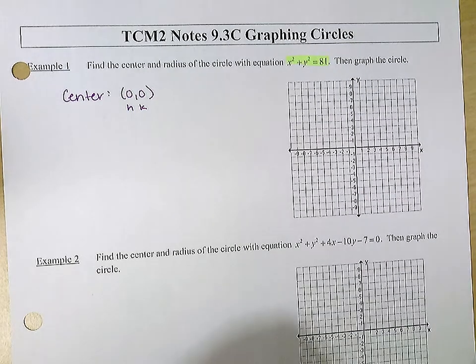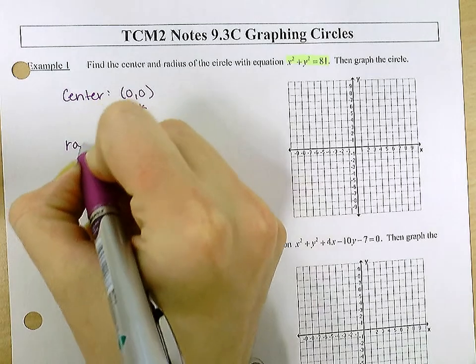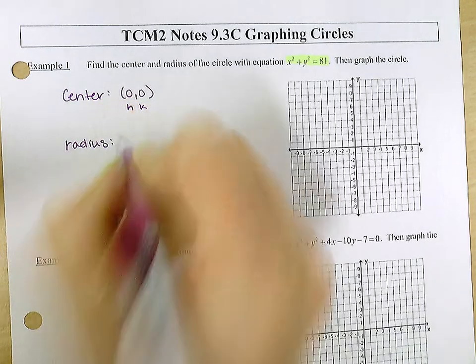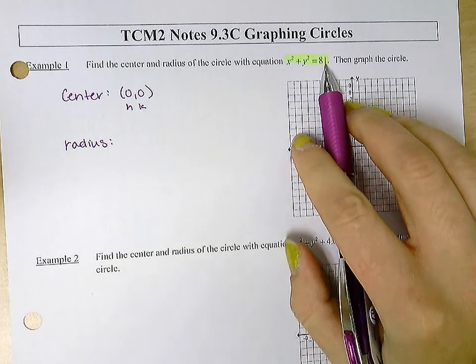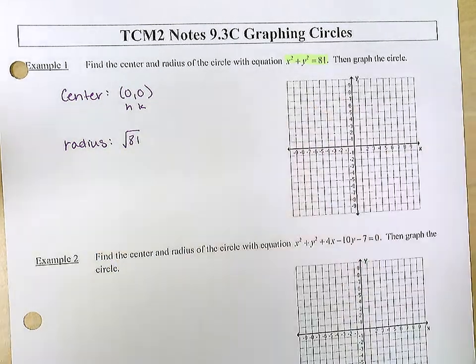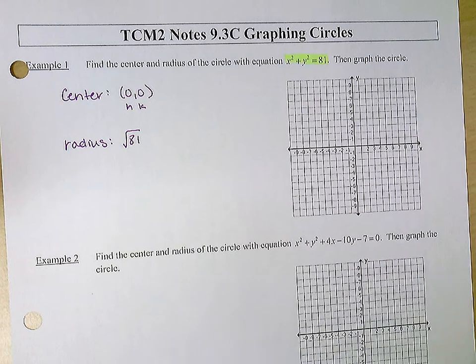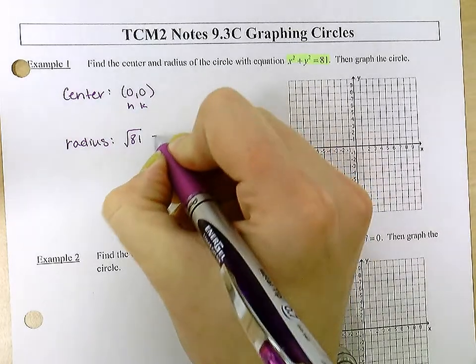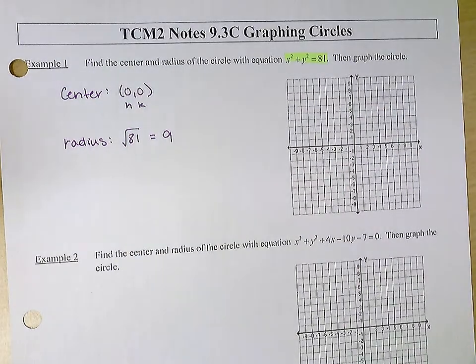Okay, next I need the radius. Your radius, you need to take that final number here, 81, and take the square root of that, because it's equal to r squared in standard form. So we have to take that square root, so our radius will be 9.